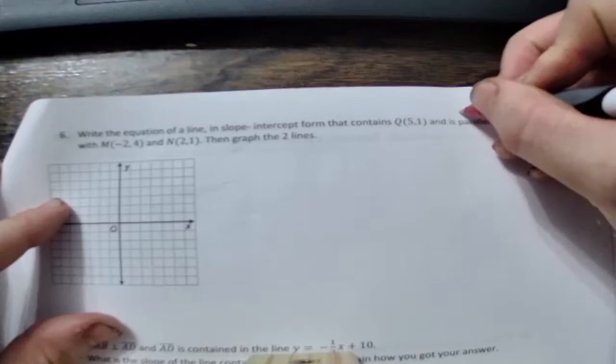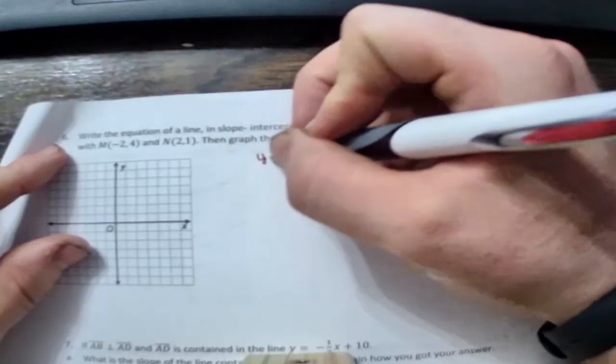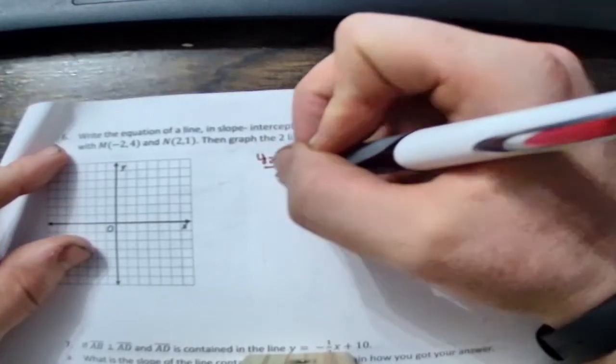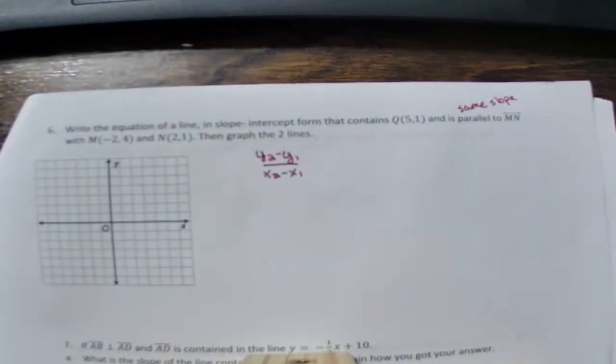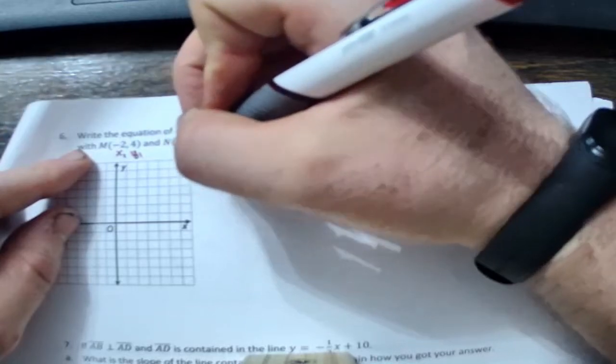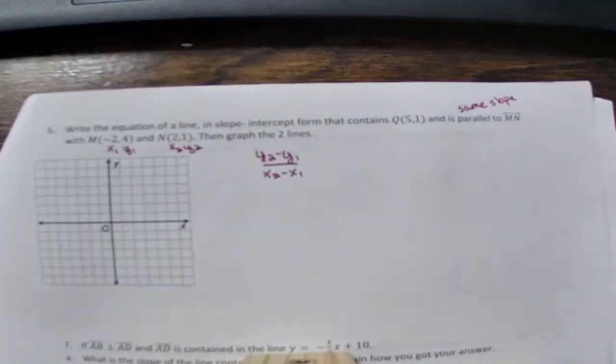So first things first is if I want them to be parallel, they're going to have the same slope. So I'm going to first have to find the slope of this. If you don't remember the formula to find slope, it's y2 minus y1 over x2 minus x1. So I'm going to give an x1, y1 and an x2, y2 to distinguish these. I'm going to say this one is x1, y1, this one is x2, y2. It didn't matter which one I made that, but that's just what I went ahead and did.